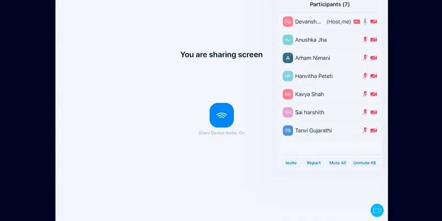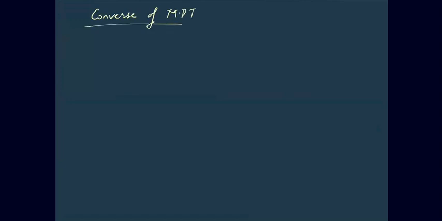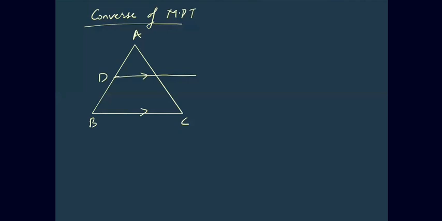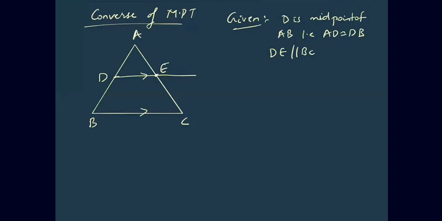Now let us see what's the converse of the midpoint theorem. Converse of midpoint theorem. So this says that if there is a triangle ABC and say D is the midpoint of AB, and if I draw a line parallel to BC through D, then this point should be the midpoint of AC. So it is given that D is the midpoint of AB, that is AD is equal to DB. This is given, and also it is given that DE is parallel to BC. So now we need to prove that E must be the midpoint of AC, that is AE is equal to EC.